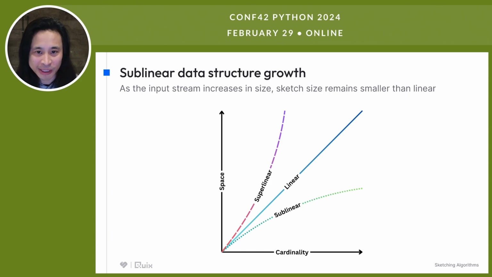I used the word sublinear earlier, and what does that mean? Here on the x-axis, we're plotting the number of items, or the cardinality, and on the y-axis, it's the memory or the space. In most data structures that take exact representations of input data, for example, if you're using words in a key value store, the growth in memory as cardinality goes up is somewhere between linear and superlinear. But with sketches, it's always smaller. With sketches, it's always sublinear.